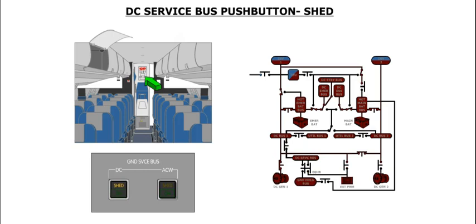The shed caption illuminates whenever power is available on the aircraft, and the DC service bus push button is released out. The caption will also illuminate if the DC service bus is shed, in the event of an overload condition.